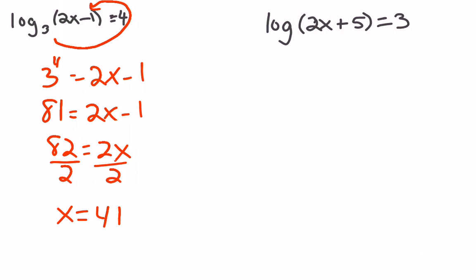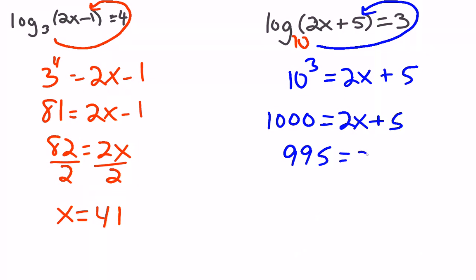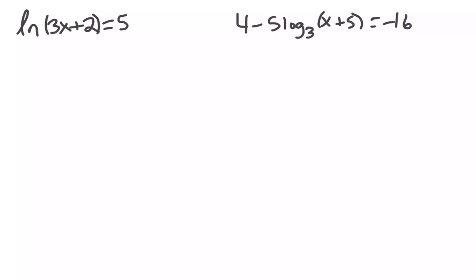So on the next problem, what's missing? We're missing the base. So if I have the word log and it's missing a base, what's the base supposed to be? 10. So I'm going to add the 10 there. So it's really a base of 10. So we can rewrite this as saying 10 cubed equals 2x plus 5. And 10 cubed is just 1,000. So 1,000 equals 2x plus 5. Subtract 5 and divide by 2. So x is 497.5.